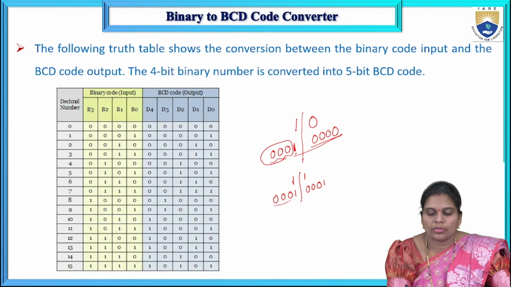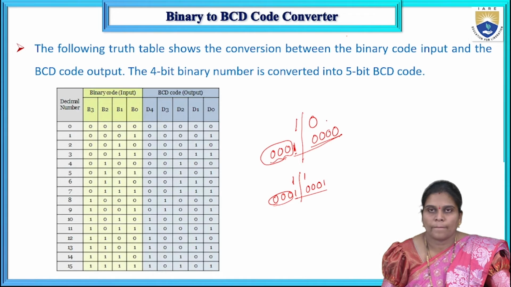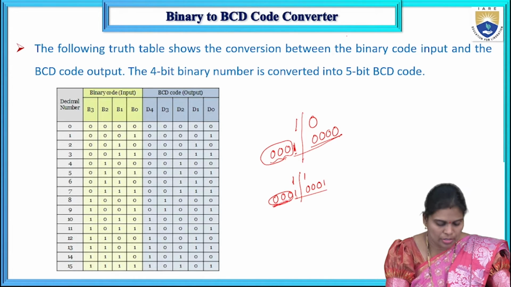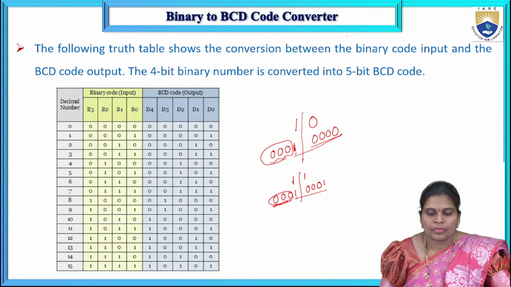Okay, so from the 1 to 0001, here we are taking from the 1, so neglect these zeros. Okay, now for this 11, 1 0001. For this 12, the equivalent binary value is 1100, so the BCD value is 10010, like this up to 15. This is the truth table of the binary to BCD code converter.